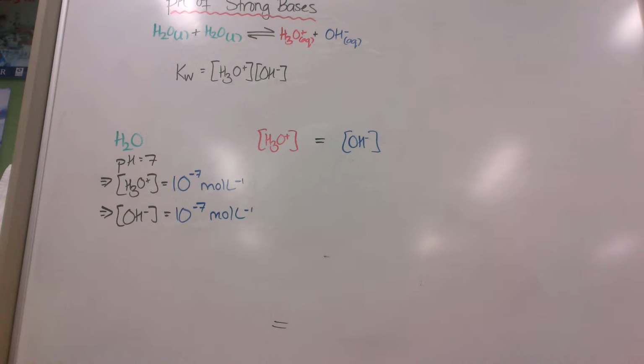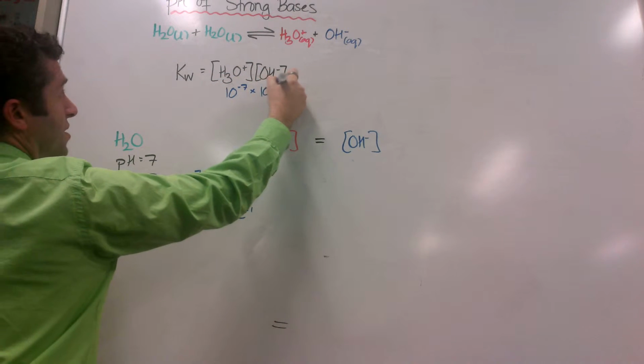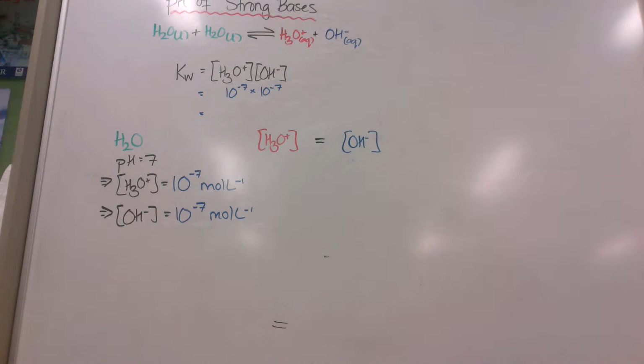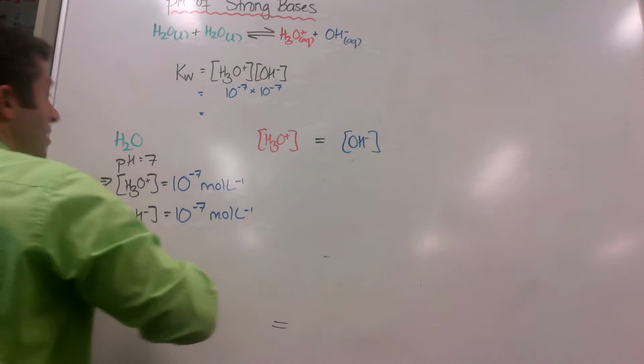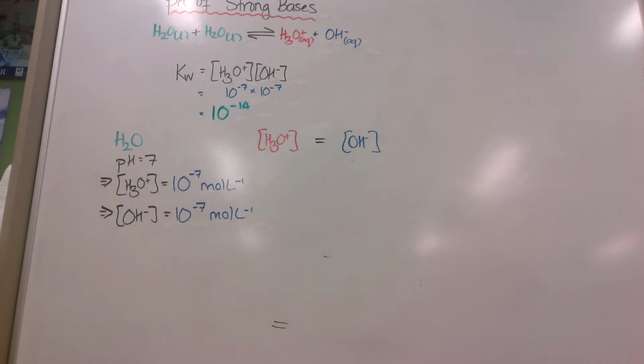So if I put those two numbers into here, 10 to the negative 7 times 10 to the negative 7, then what does this Kw value mean? Perfect. 10 to the negative 14. Now it does have a unit, but we don't worry about the unit in level 2 or level 3 chemistry. Okay, so it's 10 to the negative 14. This is a really important number for you to remember. It's not given to you. You need to know that Kw is 10 to the power of negative 14.